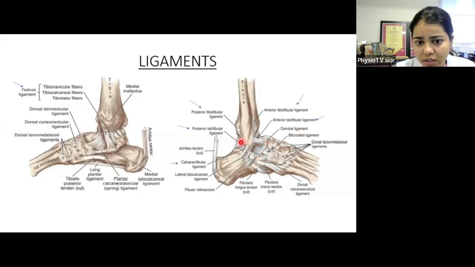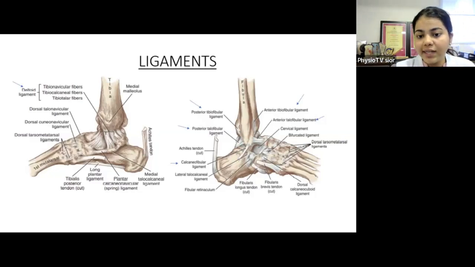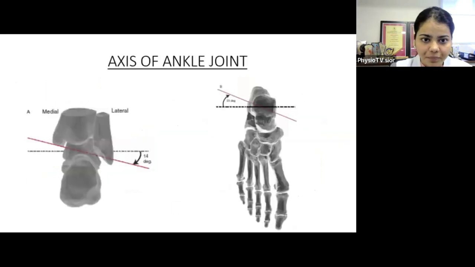You have the posterior talofibular ligament, which is nearly horizontal, and it is going to be stressed when the ankle moves in dorsiflexion and adduction. And then you have the third ligament, the calcaneofibular ligament, which is nearly vertical, and it is going to be stressed when the ankle moves in dorsiflexion and inversion. So if you see, the anterior talofibular is the weakest and the most commonly injured ligament out of the three. And we all know that the lateral collateral complex is more easily injured than the medial.